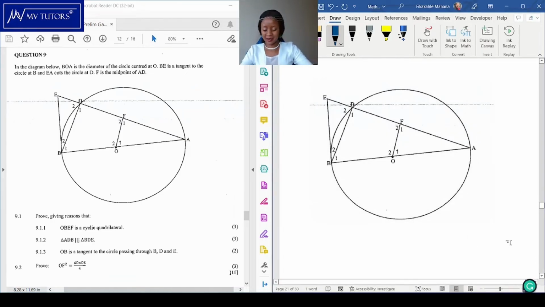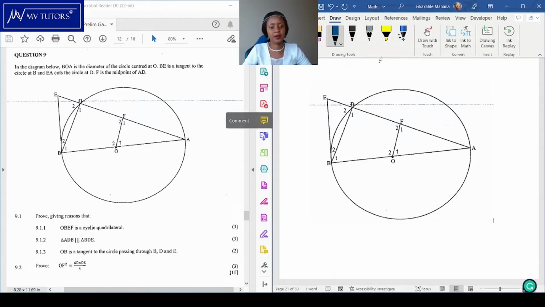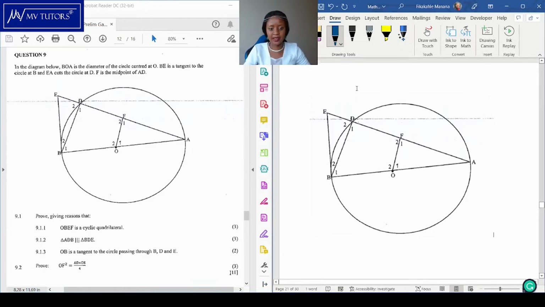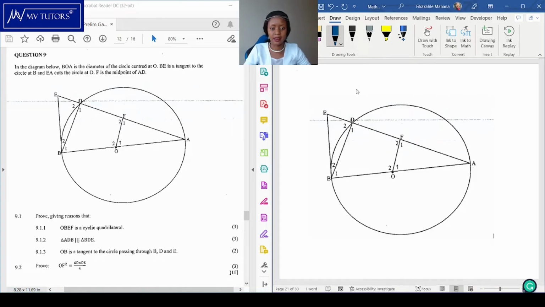Okay, so I hope you are doing well. Let's finish this paper off. It's taking a bit of a while, and I know you guys are preparing for the physics you're going to be writing, well, in Gauteng at least, on Friday and Monday.